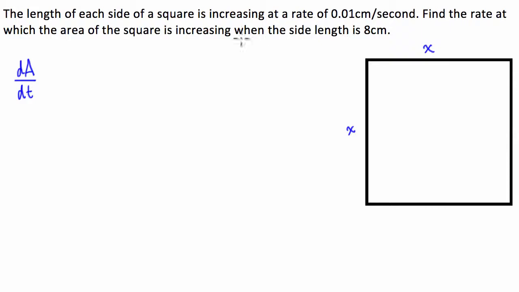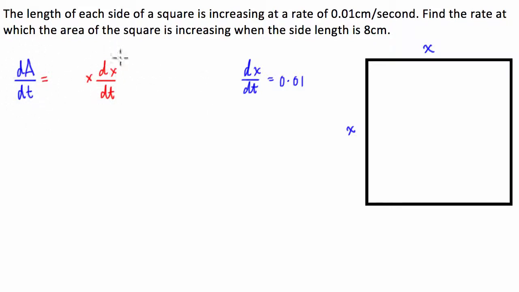Cool. And what have we been given? We've been given the change in the side length here. So we've been given dx dt. Okay, so what we're going to do next is we're going to use the product of this and another derivative that will equal the change in area with respect to the change in time. So what we've got here, guys, is we've got a particular derivative multiplied by dx dt is going to have to be equal to dA dt.